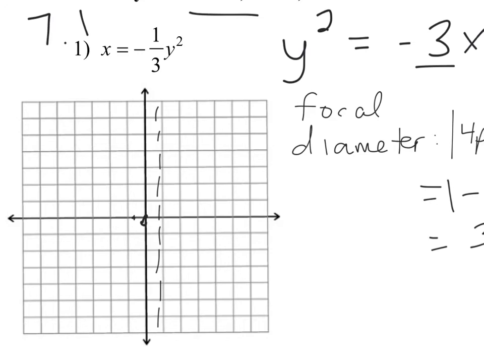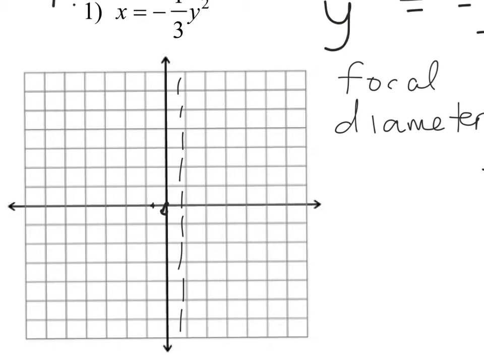So that means the whole segment of the focal diameter is 3 units. Starting at the focus, right here, you're going to go up 1.5 units and down 1.5 units, making a total length of 3. So up 1.5 right there, down 1.5 right about there. And then the parabola goes through those 3 points.